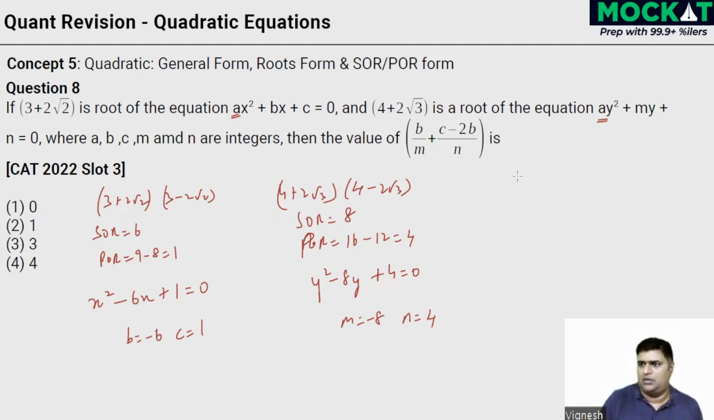All right. Plug in over here and see what the value is. b by m, minus 6 by minus 8, which is 3 by 4. Minus and minus are cancelled. Plus c minus 2b, 1 minus 2 into minus 6, that's 1 plus 12, 13, divided by n. n over here is just 4. This is what we have to find. 3 plus 13 is 16 by 4, which comes to 4. Option 4 becomes the answer here.